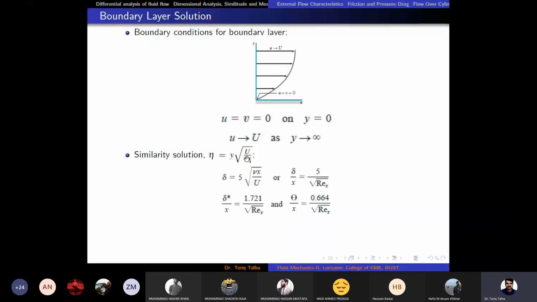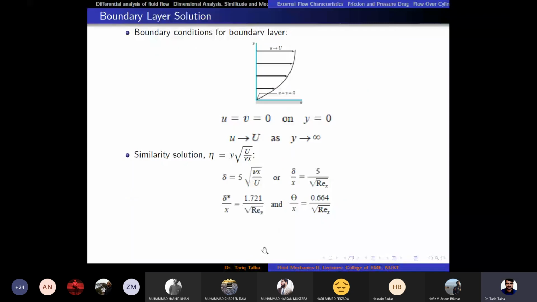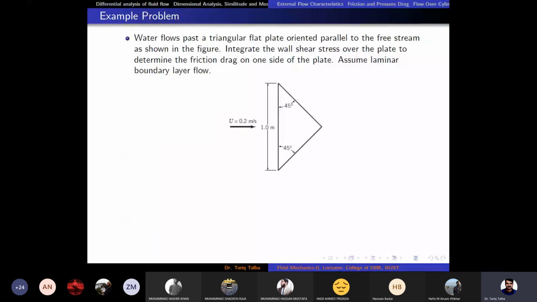So if we apply this similarity variable to these equations, this equation becomes a third order ordinary differential equation, which can be solved, and he solved it in 1907 and came up with the solution for the boundary layer thickness, displacement thickness, and momentum thickness. Now we quickly do one numerical to see how we can calculate these values.